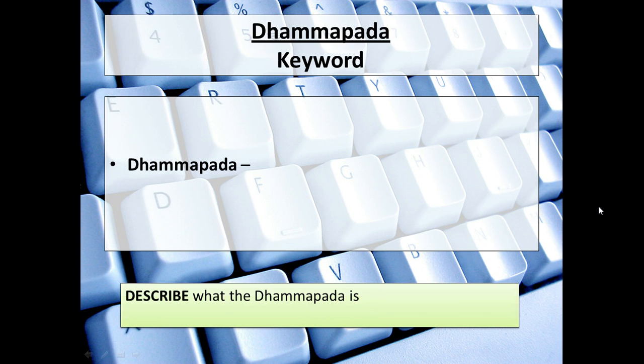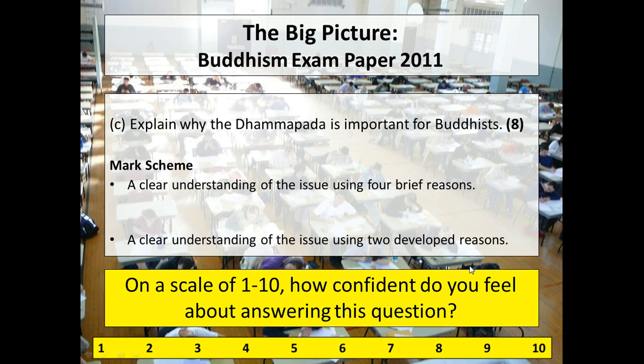Only one key word, Dhammapada, what is it? It is a Buddhist scripture. If you were asked a question in your GCSE exam, what is the Dhammapada, all you would need to write down is a Buddhist scripture, and you'd get 2 out of 2 for that. However, the topic of the Dhammapada could come up in an 8 marker or a 6 marker. It came up in an 8 marker in 2011.